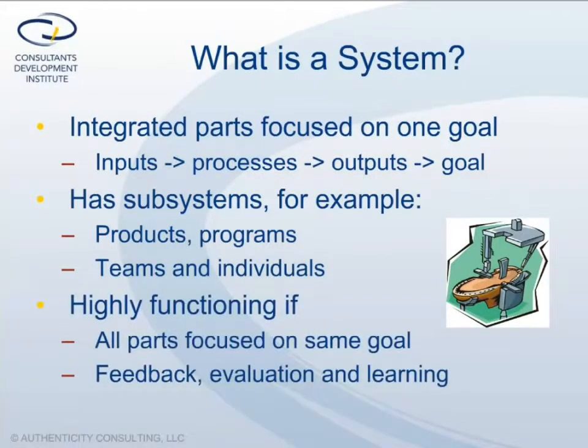A highly functioning system continually exchanges feedback among its various parts to ensure that they remain closely aligned and focused on achieving the overall goal of the system. If any of the parts or activities in the system seem weakened or misaligned, a healthy system makes necessary adjustments to more effectively achieve its goals. Consequently, a system is highly systematic.